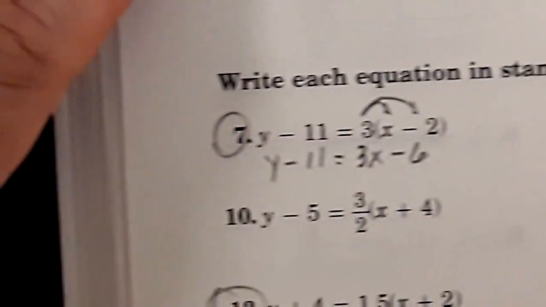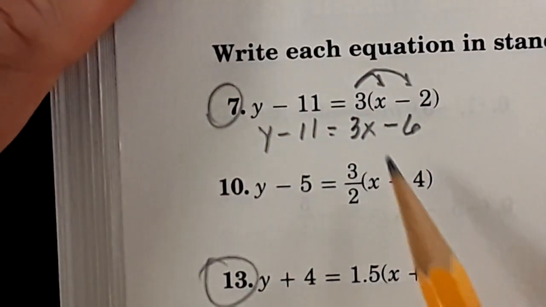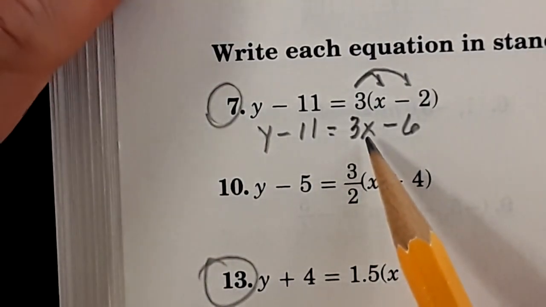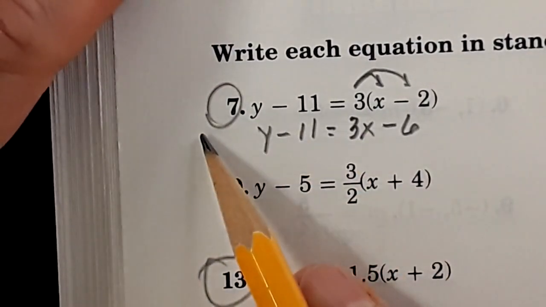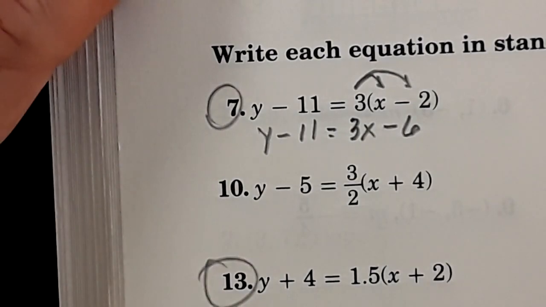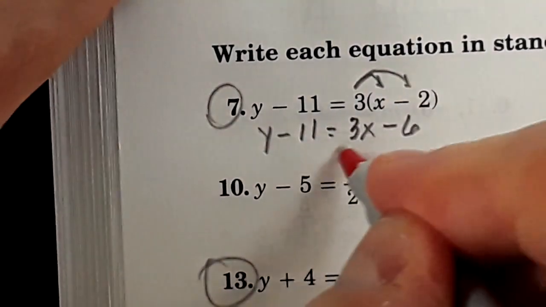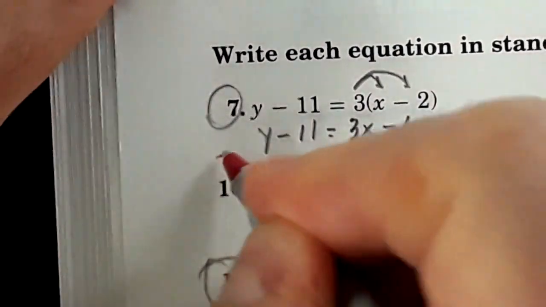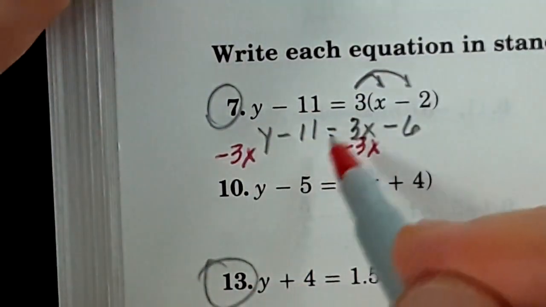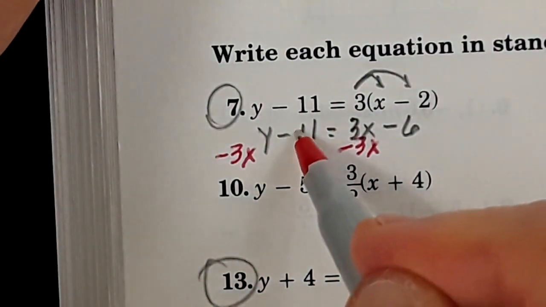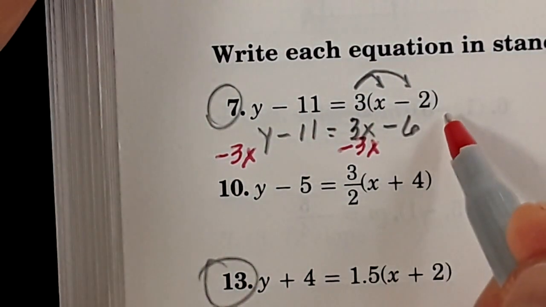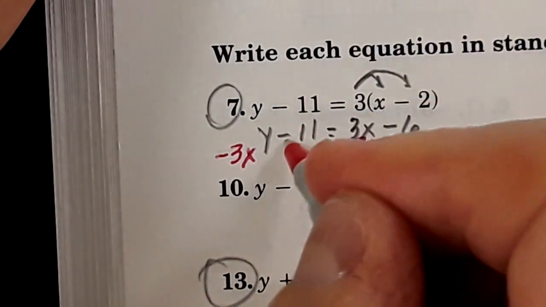Okay, so let's go back to it. We need the x and the y. The 3x is on the right side. We need to move it over to the left side. How do we do that? Right, so we're going to subtract 3x. And at the same time, we got to get rid of the -11 and put that over to the right side. How? Add 11.